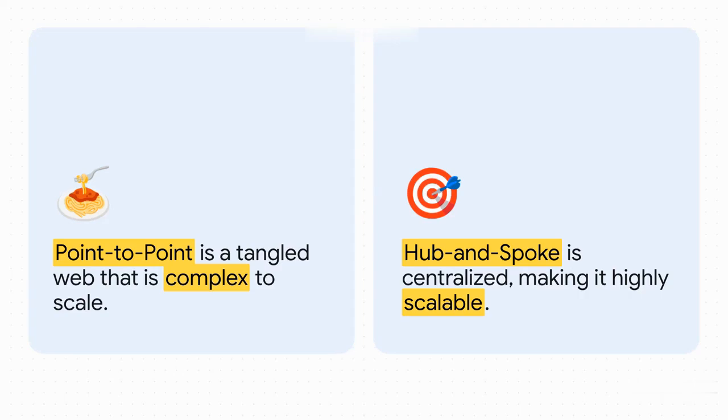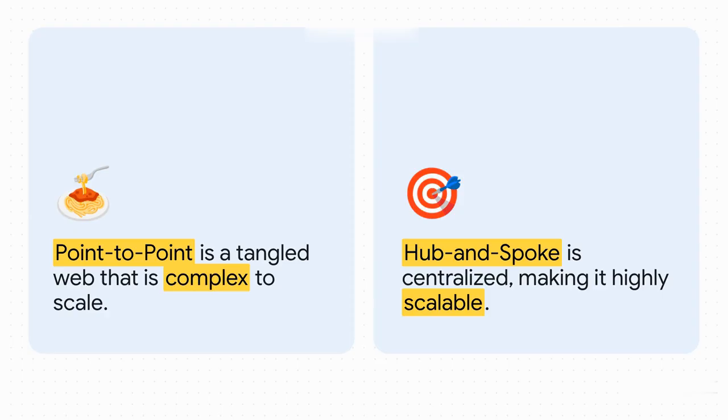Now, if every single VPC needs to talk directly to your data center and every other VPC, you very quickly end up with this tangled, chaotic web of connections. In the industry, we jokingly call this spaghetti architecture, and let me tell you, it is a total nightmare to troubleshoot and nearly impossible to scale.